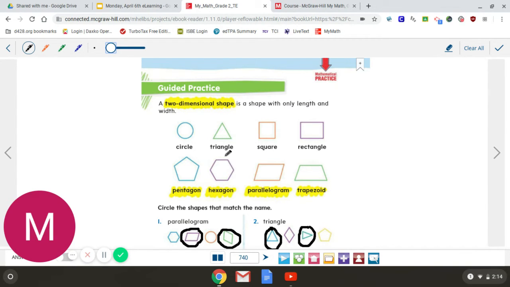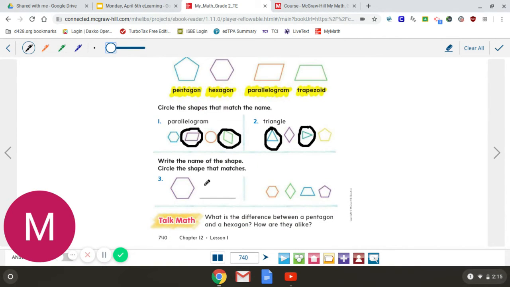If you said hexagon, you would be right. 1, 2, 3, 4, 5, and 6. Hexagon, very good. So I'm going to write an H just for sake of time, but go ahead and write hexagon on this line down here. And then we're going to look over here and circle the shape that matches.